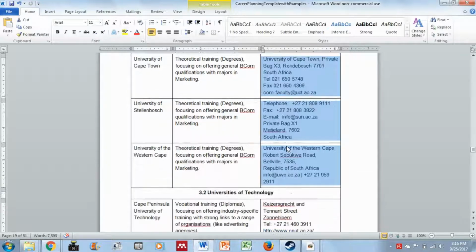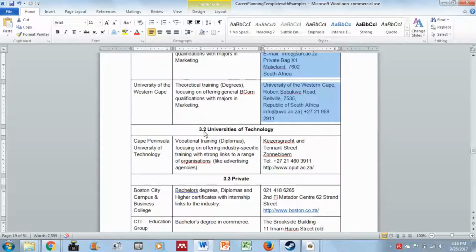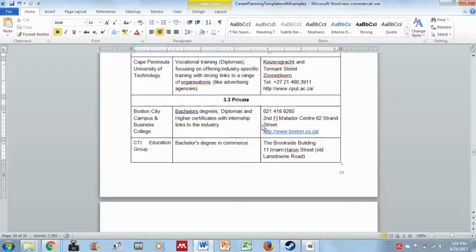Then the next organizational type is University of Technology, CPUT, and CPUT offers vocational training diplomas focusing on industry specific training with strong links to a range of organizations, and I give their contact details. And then lastly, the next organizational type I look at is private organizations, private universities.